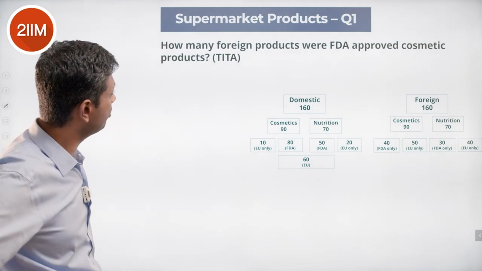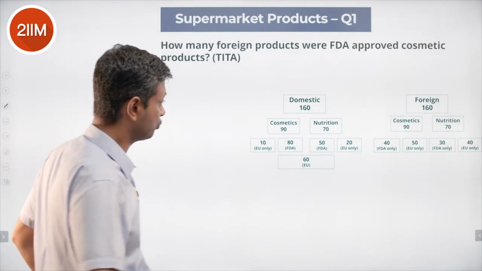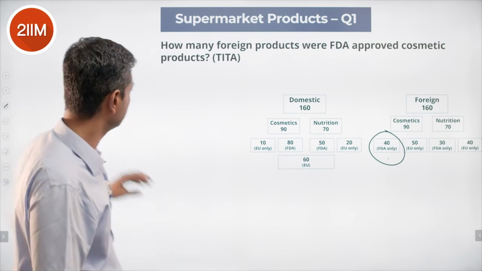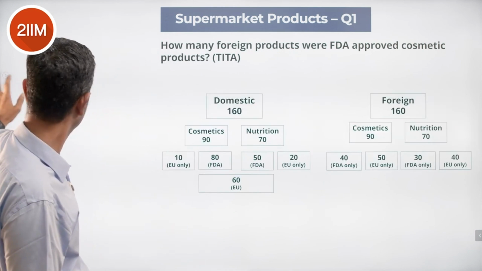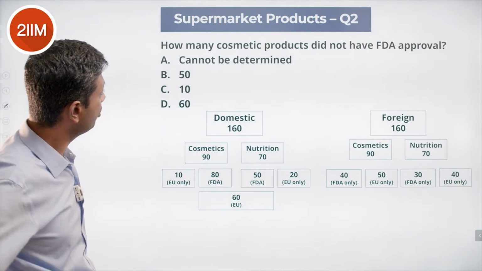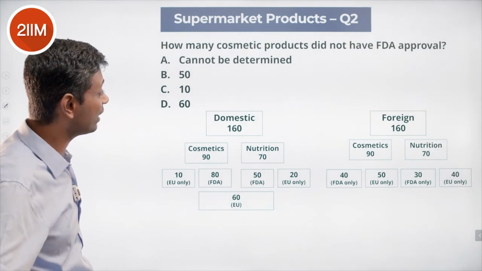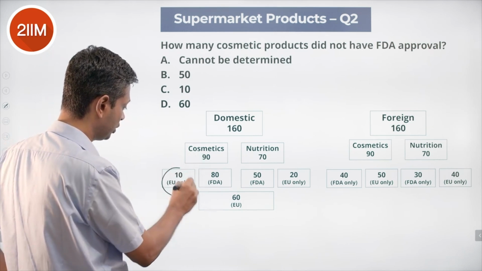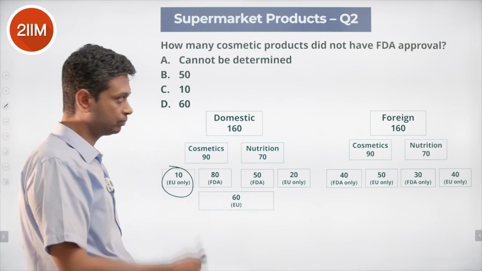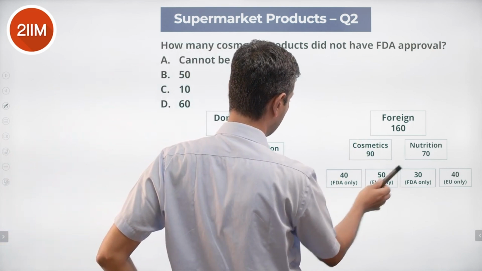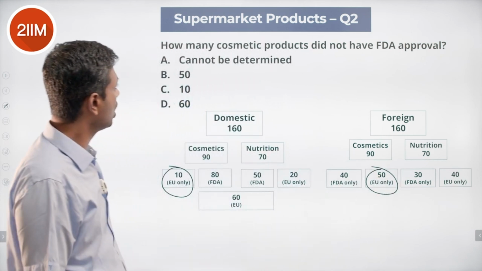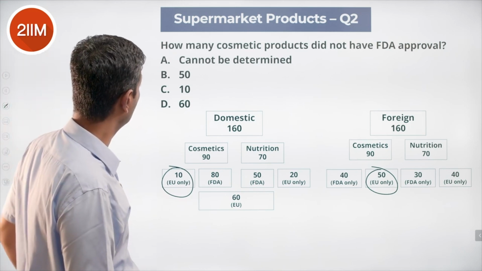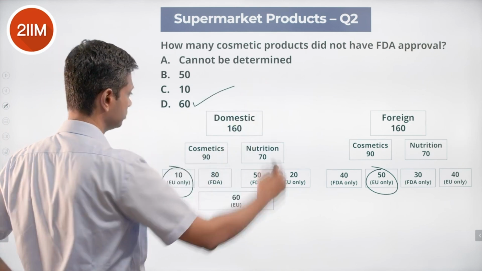Right. How many foreign products were FDA approved cosmetic products? Foreign cosmetic FDA approved 40. Done. How many cosmetic products did not have FDA approval? Cosmetic products 90, 80 had FDA approval. These 10 did not have, because that is EU only. Cosmetics 90, 40 had, these 50 did not have. How many cosmetic products out of the 180, 60 did not have FDA approval? 10 plus 50, 60.